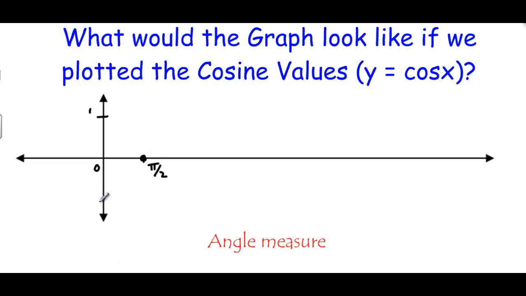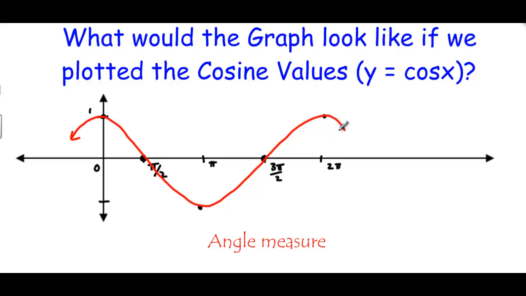And then if we go around the circle again, once we get back to pi, the x value is -1. And then as we move around more, we get to 3 pi over 2, and we're back to 0. And then finally, as we go all the way around, we get to 2 pi, we're back up at 1. I can draw a smooth curve. And this is what the basic cosine graph would look like.